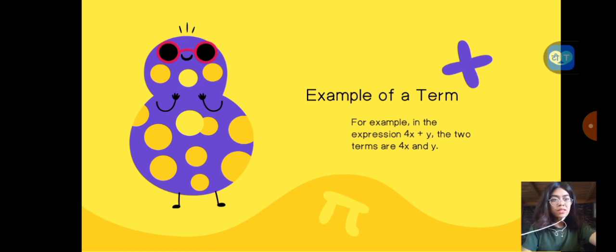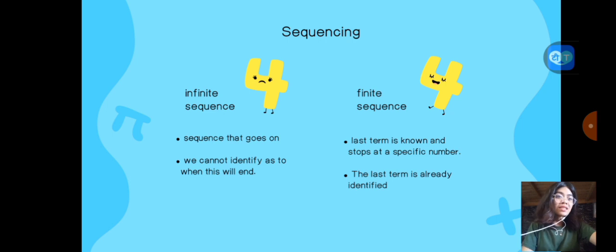Next, we will be discussing sequencing. Now, in sequencing, there are two types, which are the infinite sequence and the finite sequence. The first that we will be discussing is the infinite sequence. In the infinite sequence, it states here that it is a sequence that goes on, meaning it is continuous and never ending. As you can see in the second definition, we cannot identify where it will end. So it is a never-ending cycle of a sequence, meaning there will always be a continuous pattern to it.